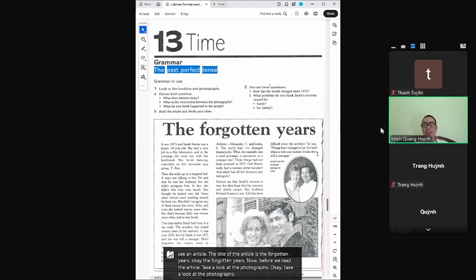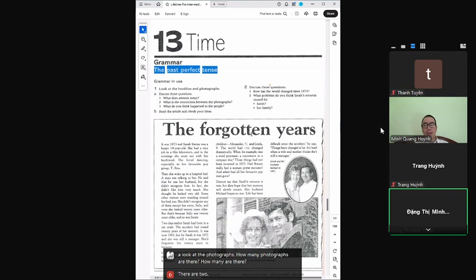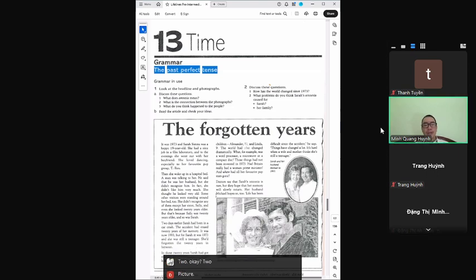How many photographs are there? There are two pictures. Okay, two. Now let's look at the first one. Look at the bigger one. What do you see in the bigger picture?